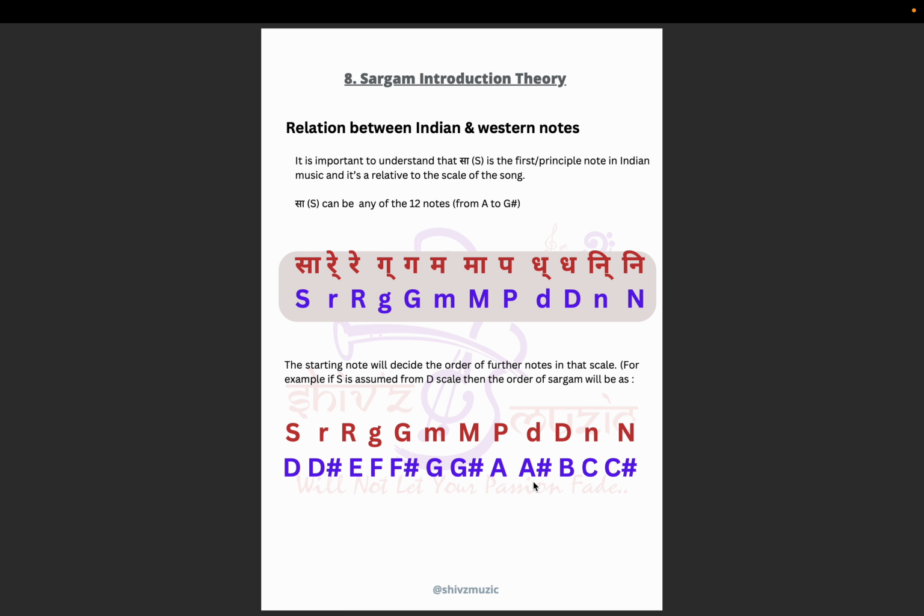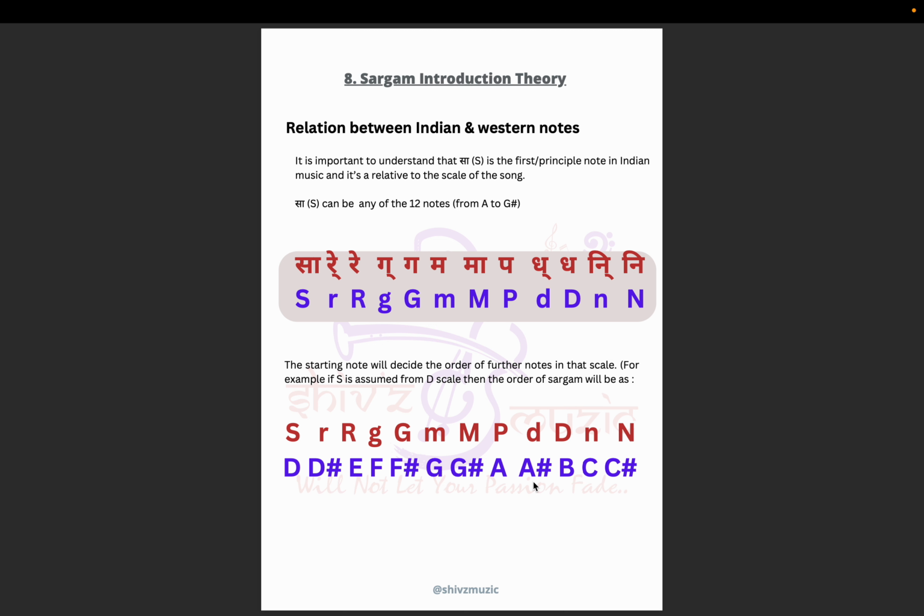One point here is to remember that the Sa in Hindustani music is a relative concept. Relative means out of these 12 Western notes, the Sa note can be any one from these 12 notes. So Sa is just a starting point or principal note in Indian music, okay? So Sa can be like C, Sa can be C sharp. So it depends on the scale of that particular song.